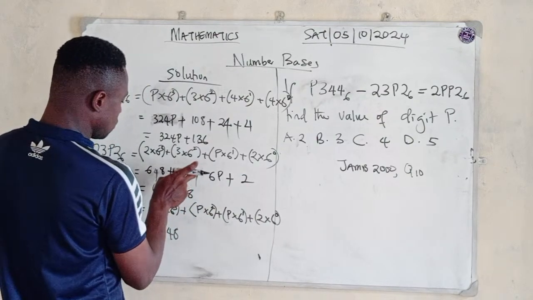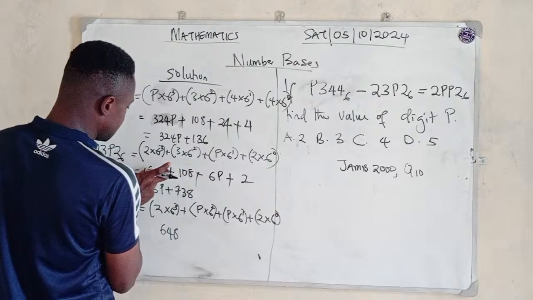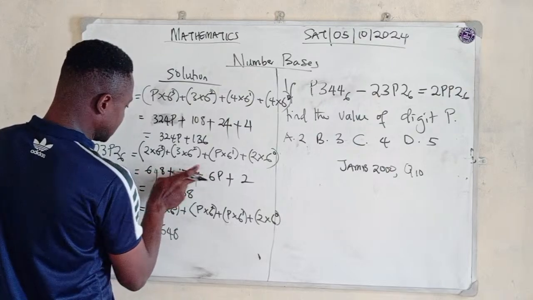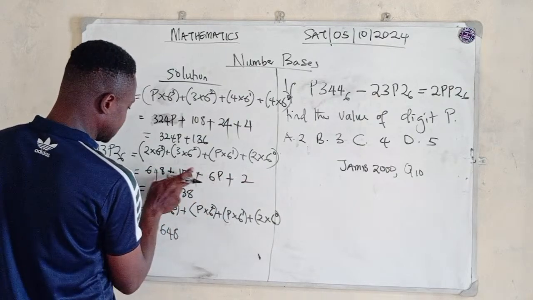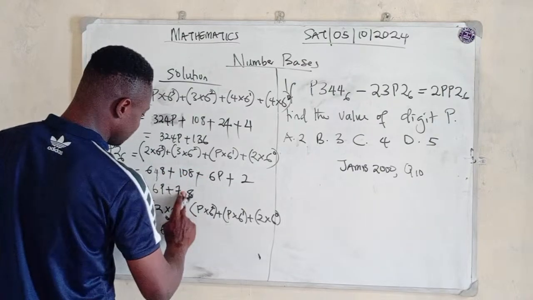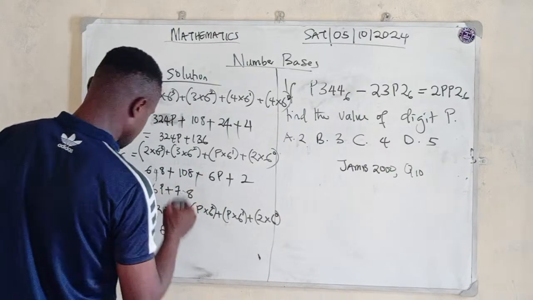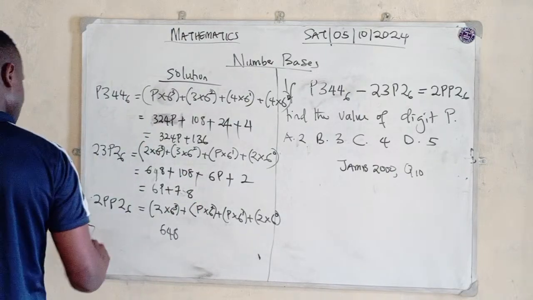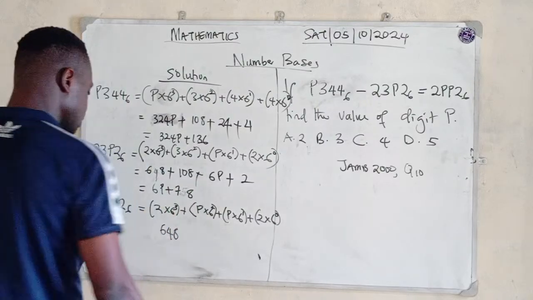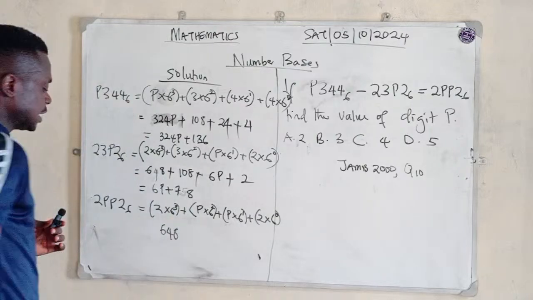So if you add up, the 2 coming here becomes 110. 110 plus 648 is 758. Sorry, 758. Thank you. 758. Alright, so here is what?